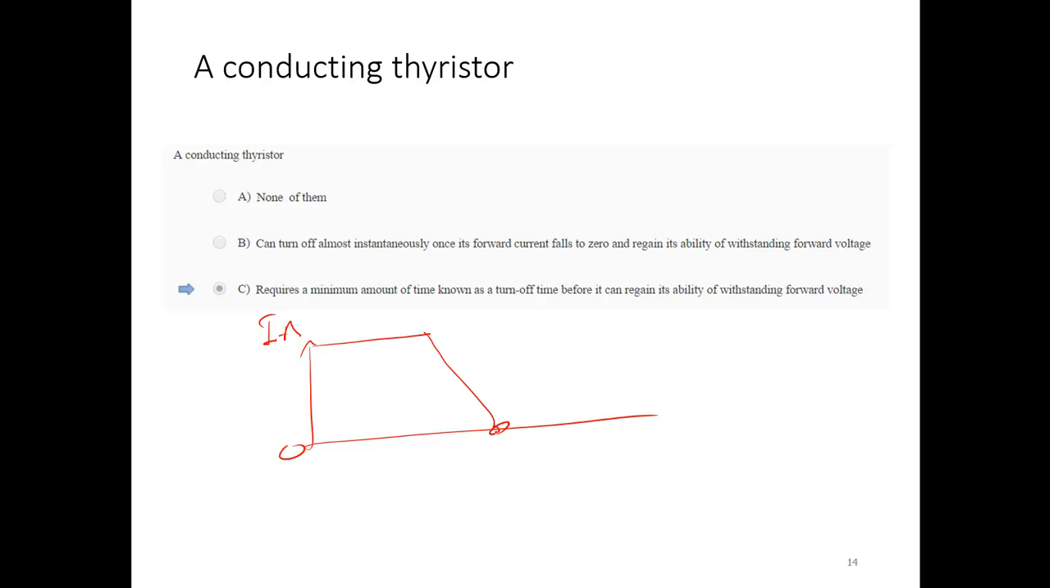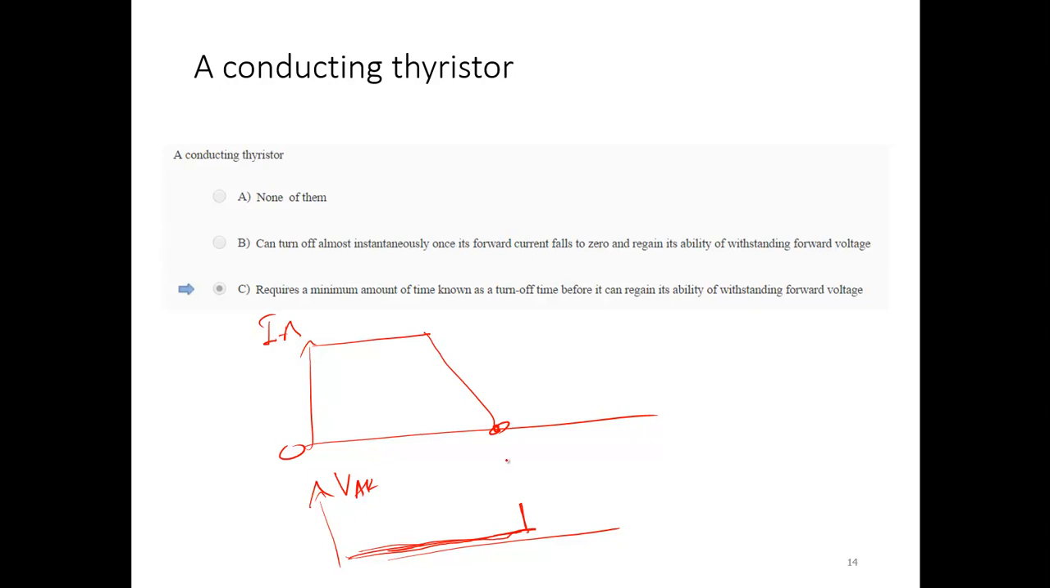The current is 0. Once the current is 0, the voltage across the device, the anode to cathode voltage, is almost 0, virtually small. But what you expect is that once the current becomes 0, the device will normally withstand voltage. Normally when it is in the off state, it will withstand a voltage.